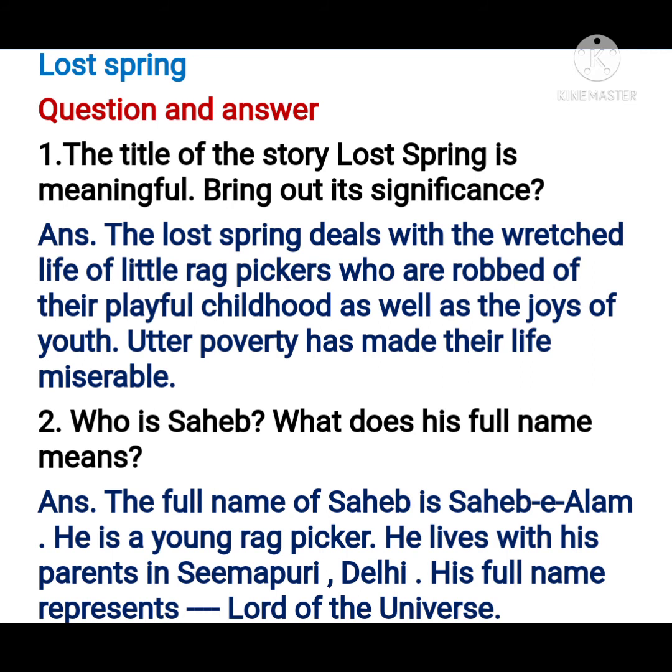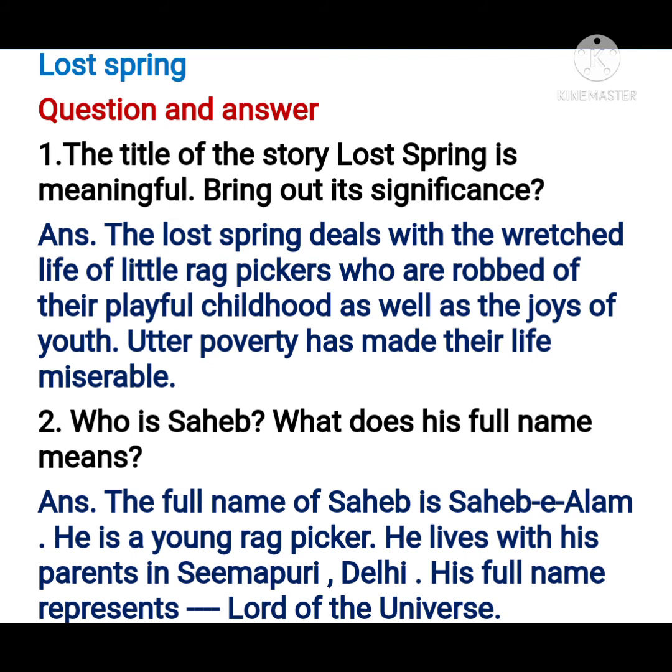The title of the story, Lost Spring, is meaningful. Bring out its significance. Answer. Lost Spring deals with the wretched life of little rag pickers who are robbed of their playful childhood as well as the joys of youth. Utter poverty has made their life miserable.